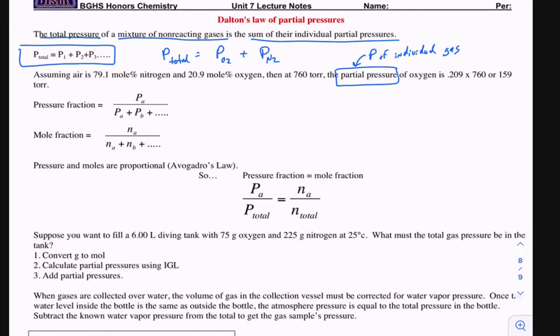Okay, so if you understand partial pressures and total pressures, then this is something that will come up. We might ask you to solve for what's called a pressure fraction. And literally all it is, is the pressure of one part over the pressure total. Right? That's all it is. And it's going to equal a decimal value. 0.2, 0.7, 0.9, 0.5, whatever it is.